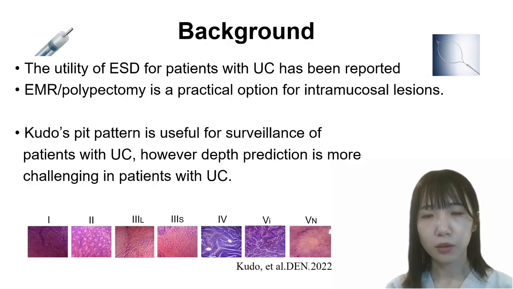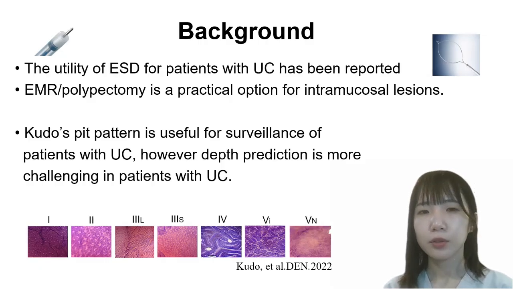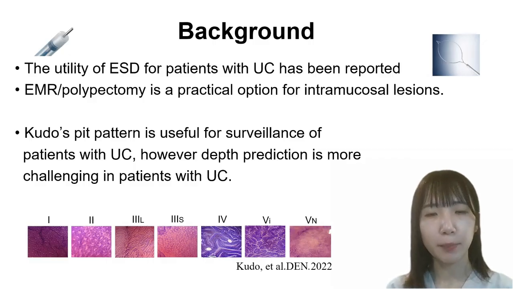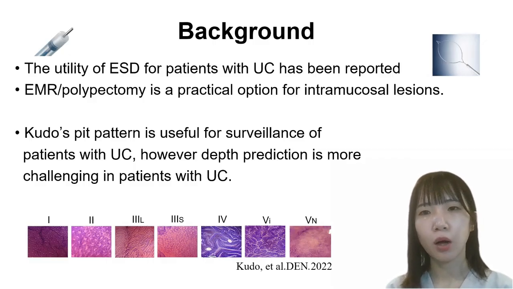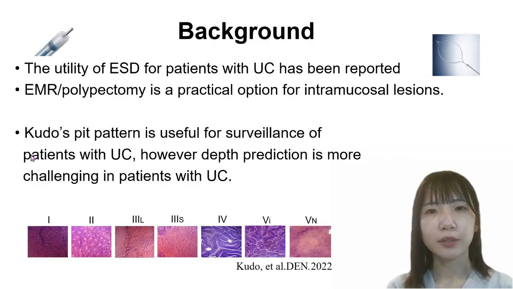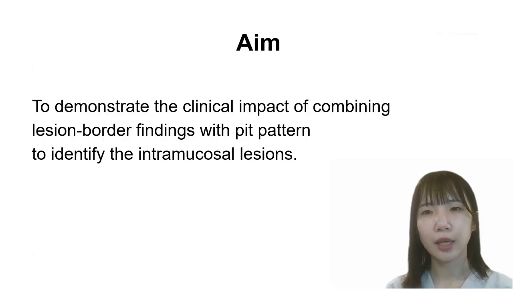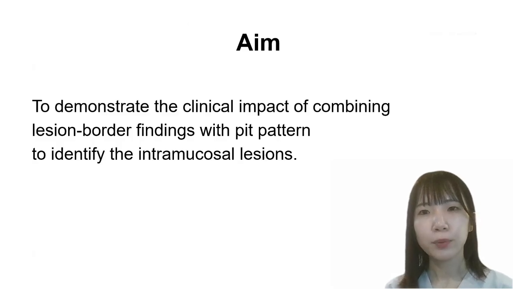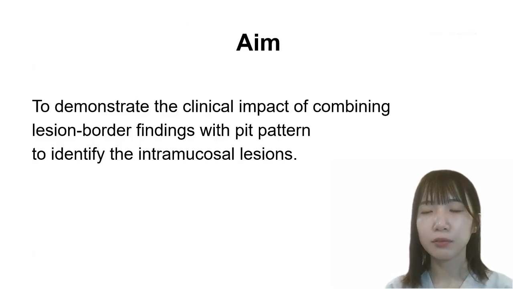In clinical practice, Kudo's PIT pattern is commonly used to evaluate invasion depth in colorectal neoplasia. However, in UC patients, this method is less reliable. UC-associated neoplasia often coexists with inflammation, and many lesions exhibit a so-called bottom-up growth pattern, which makes surface-based evaluation more difficult. So, inspired by diagnostic strategies used in early gastric cancer, we investigated whether lesion border findings could help identify lesions where PIT pattern diagnosis is more or less reliable.